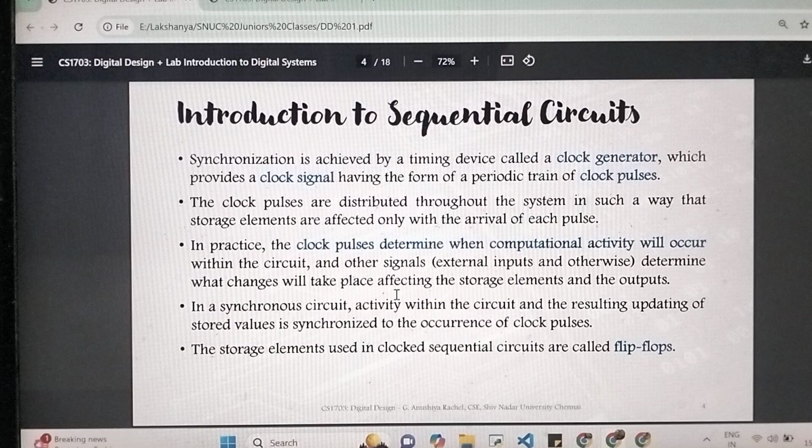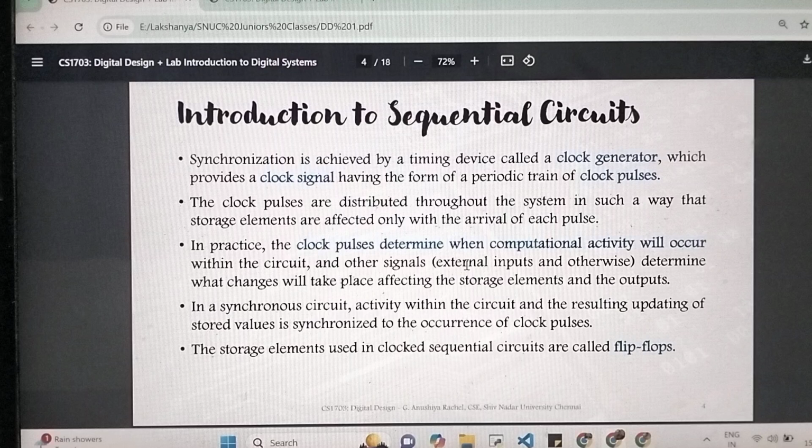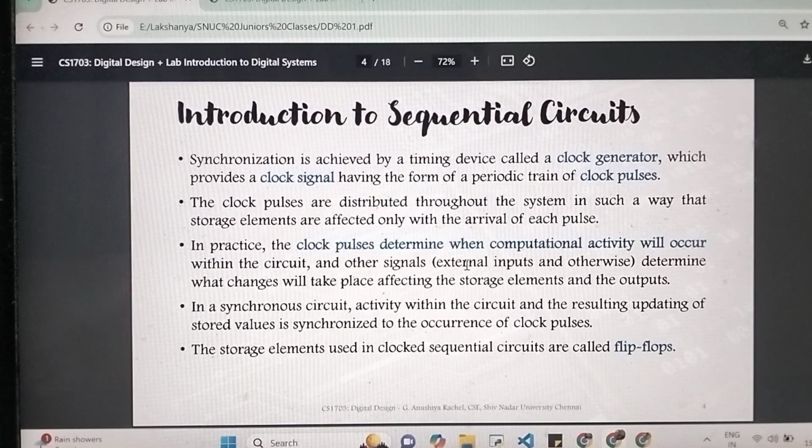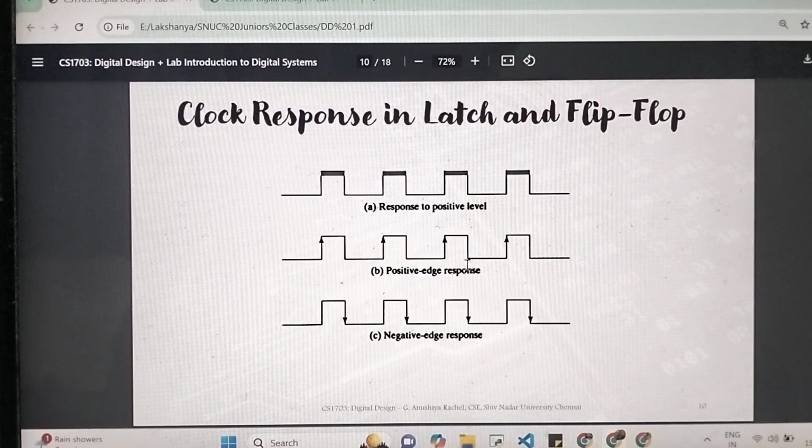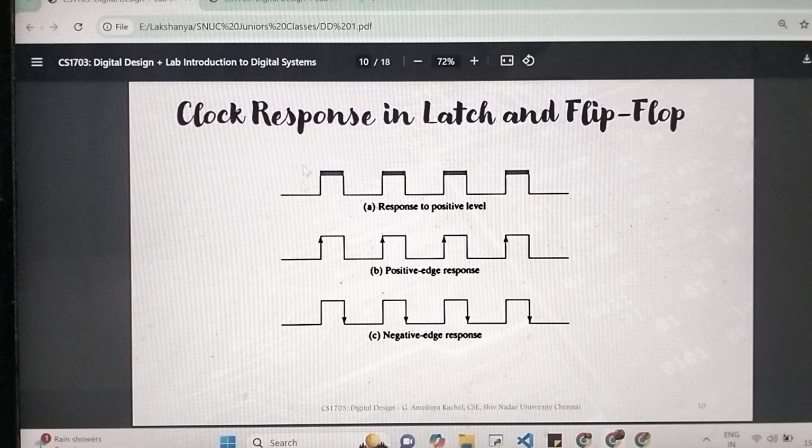So what is the purpose of this clock? It keeps generating signals or pulses at regular intervals, and this state transition happens in tandem with the clock pulses. There are different ways in which that can be timed. Before we go into that, I'll give you a quick look at what the clock pulse generation looks like.